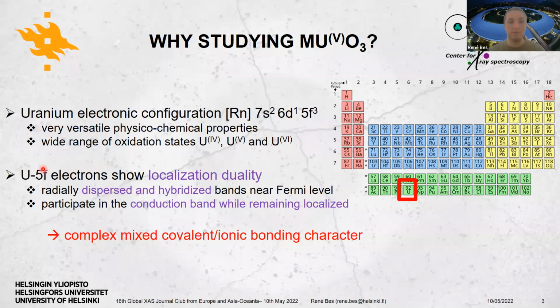But from the fundamental point of view, the 5f electrons of uranium behave very differently if you compare them to the f electrons of the lanthanide series, just on top in the periodic table. And these electrons show localization duality. That means that you can have them at the same time localized and delocalized, because they're hybridized with bands near the Fermi level. And so they are radially dispersed, but they can participate in the conduction band while remaining localized, depending on the compounds you are looking at. So they show a very different behavior, and this allows a very complex bonding character, being a mixture between covalent and ionic character.